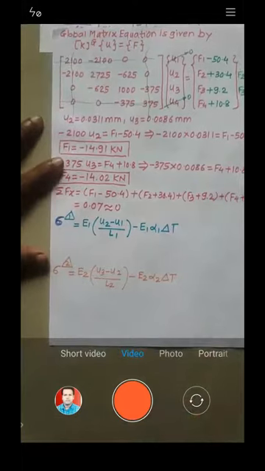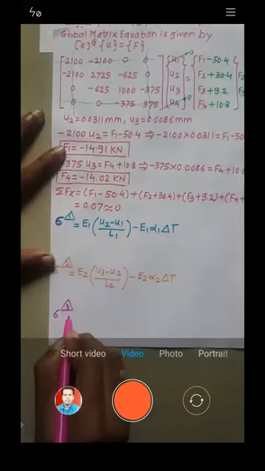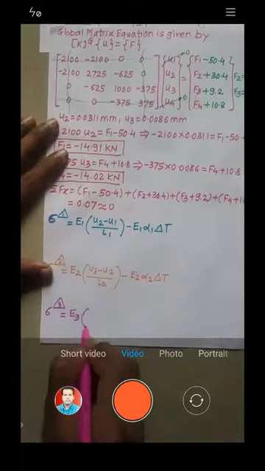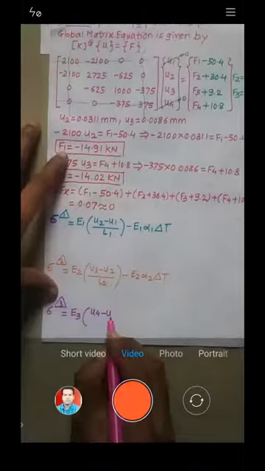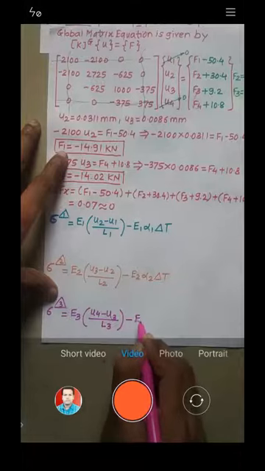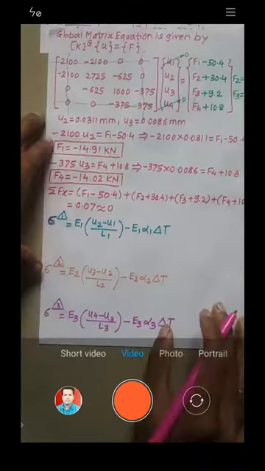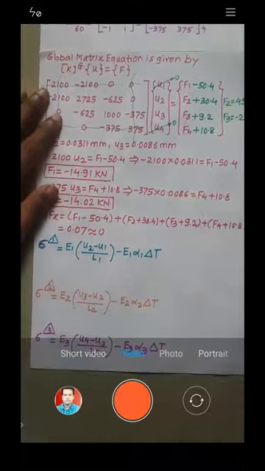Similarly, we will calculate stress induced in element number 3 as E3. Now element number 3 is between 3 and 4. So we need to write down U4 minus U3 upon L3 minus again E3, alpha 3 and delta T. So we are supposed to do these calculations.